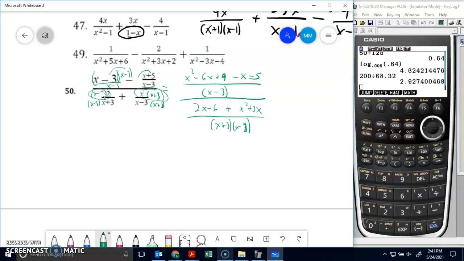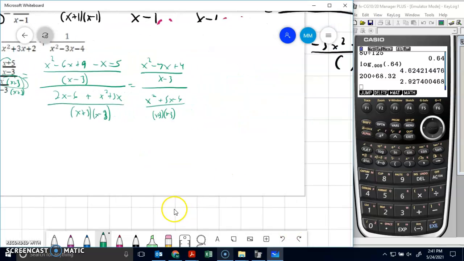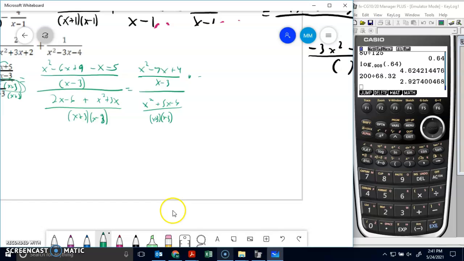So let's clean this up now. What I have is x squared minus 7x plus 4 in the numerator over x minus 3, over x squared plus 5x minus 6 over (x plus 3)(x minus 3). So when I flip this, we multiply by the reciprocal, x plus 3 and x minus 3 end up on top. And this gets flipped up. X squared plus 5x minus 6 is on the bottom. X minus 3's cancel.